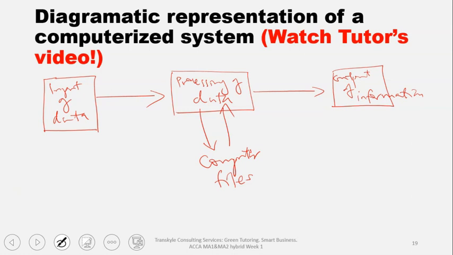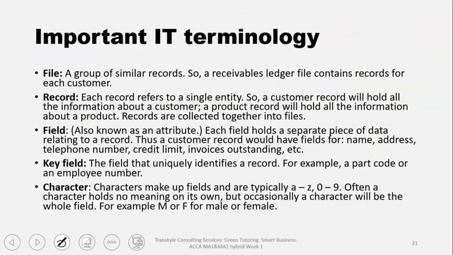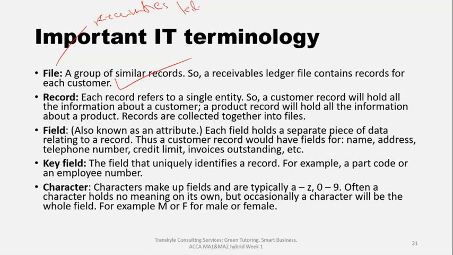All right, but now there are important terms we need to consider as part of our learning agenda. That's what is called a file. A file is a group of similar records. So a receivable ledger file contains records for each customer. So information about each customer is contained in the receivable file. An example of a file is the receivable ledger, the payables ledger, etc.